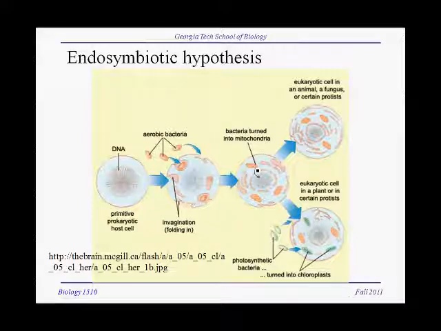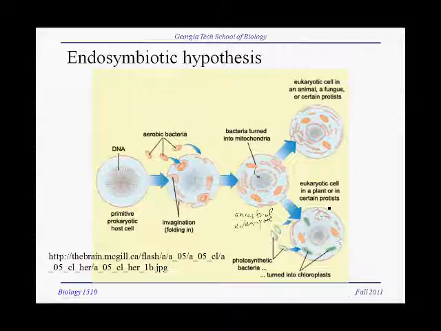Which then diversified into various protists, fungi, animals, or some eukaryotes acquired a second endosymbiont. These were photosynthetic bacteria, and just like the bacterial endosymbionts turned into mitochondria, these photosynthetic bacterial endosymbionts turned into chloroplasts, and these became photosynthetic eukaryotic algae and plants.